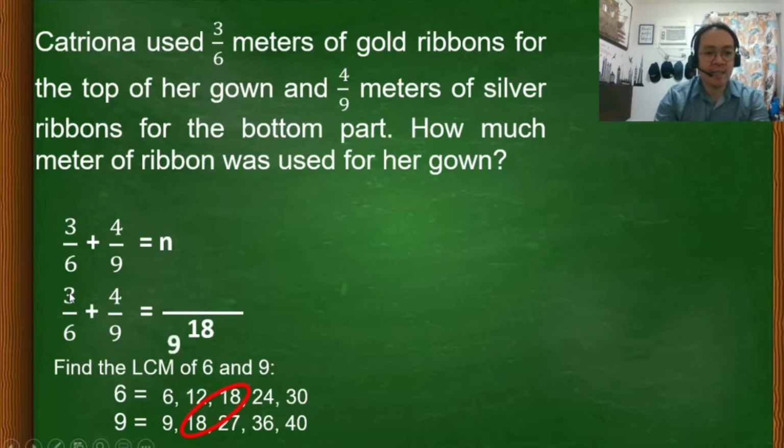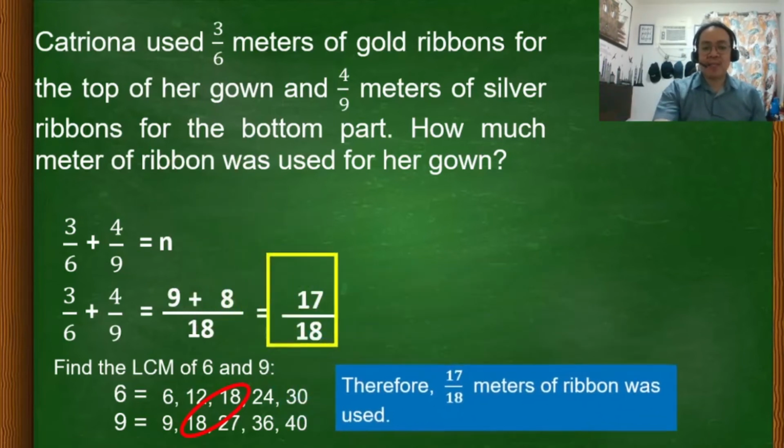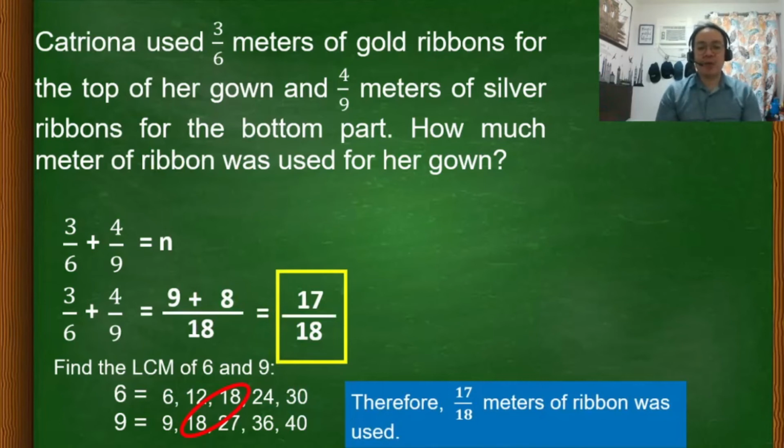Times 3, that is 9. 18 divided by 9 is 2. Times 2 is 4... so, i-add natin ngayon yung bagong numerator, 9 and 8. So, 9 plus 8 is 17, and then we will be just copying the denominator. So, therefore, 17/18 meters of ribbon was used in making the gown.